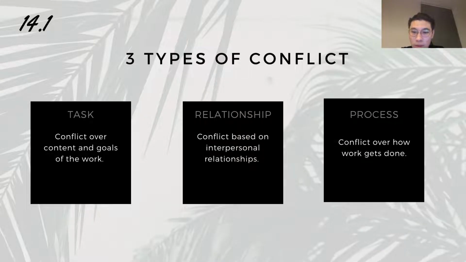So there are three types of conflict. The first one we have is task conflict, which is conflict over the content and goals of the work. The second one is relationship conflict, a conflict based on interpersonal relationships. And lastly, process conflict is a conflict over how work gets done.